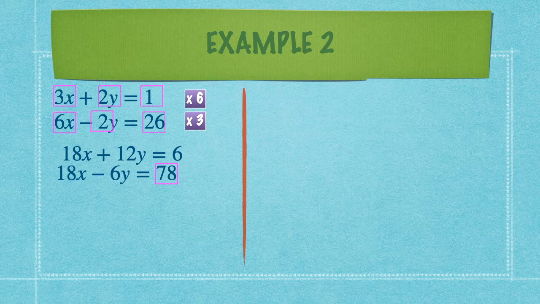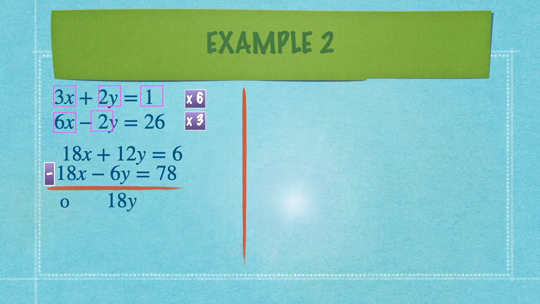Now we have the variable x being the same. In order to eliminate this variable, we will subtract. Subtracting, what happens is that the variable x, which is 18x and minus 18x, those will cancel, so we'll have 0. Now we'll have 12y minus minus is a plus, so 12y plus 6y to give us 18y, and 6 minus 78 to give us negative 72.